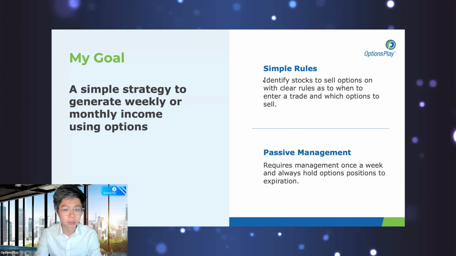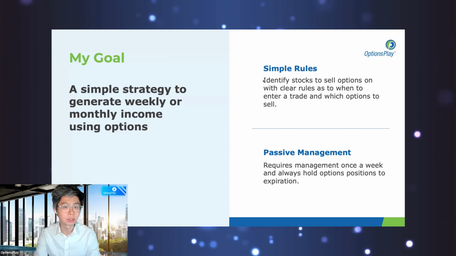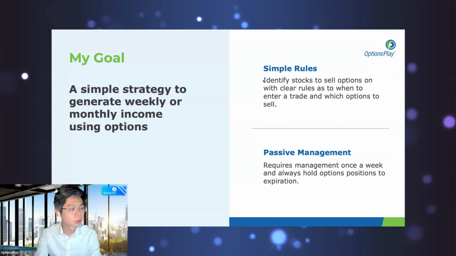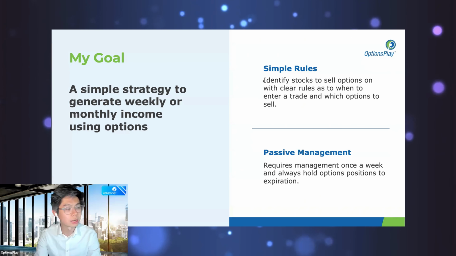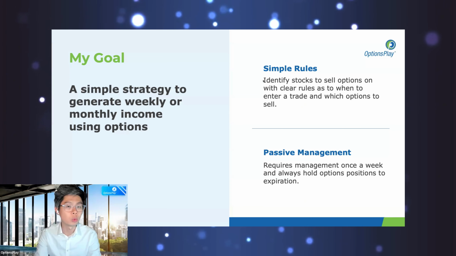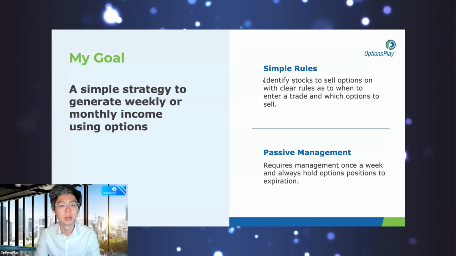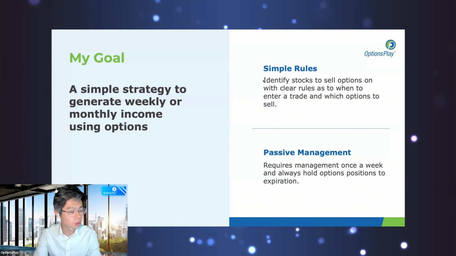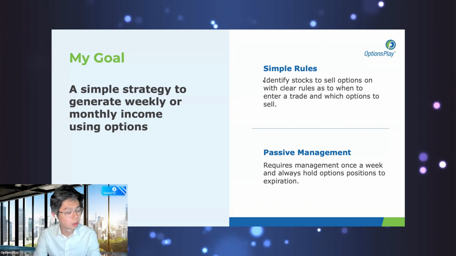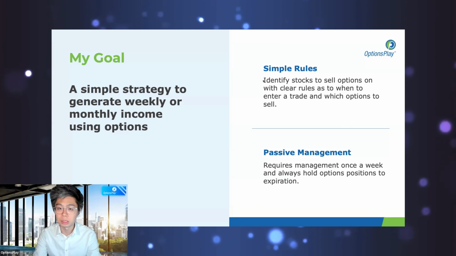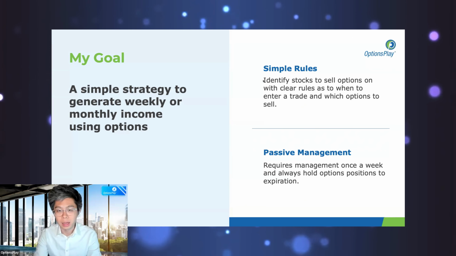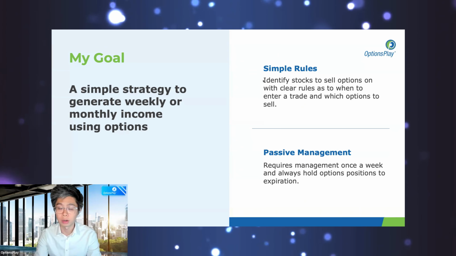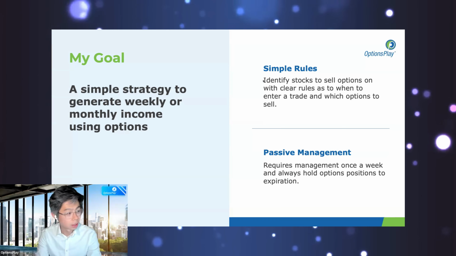We'll break this down into two separate components. Number one is the rules around the specific strategy, how to identify stocks that you can sell options on, with the clear rules as to when to enter the trade and specifically which options to sell to generate income using this particular strategy. Then we'll talk about passive management. How do you actually manage this specific position once you are in a cash secured put or a short put strategy? Those are the things that we're going to try to cover during today's session.